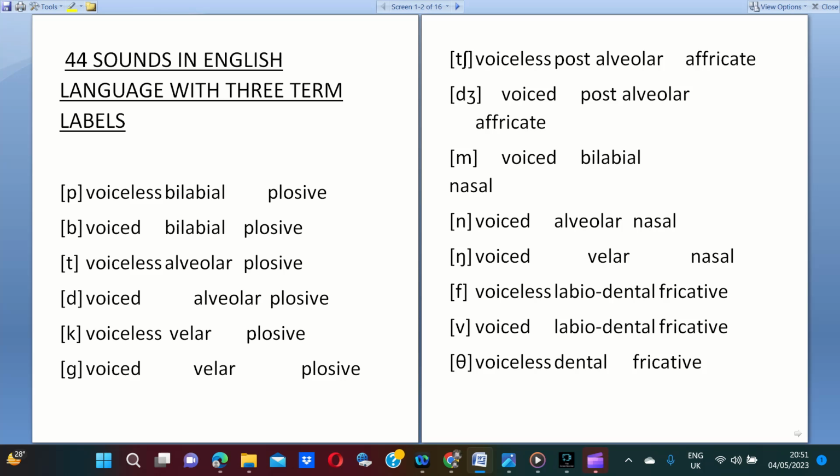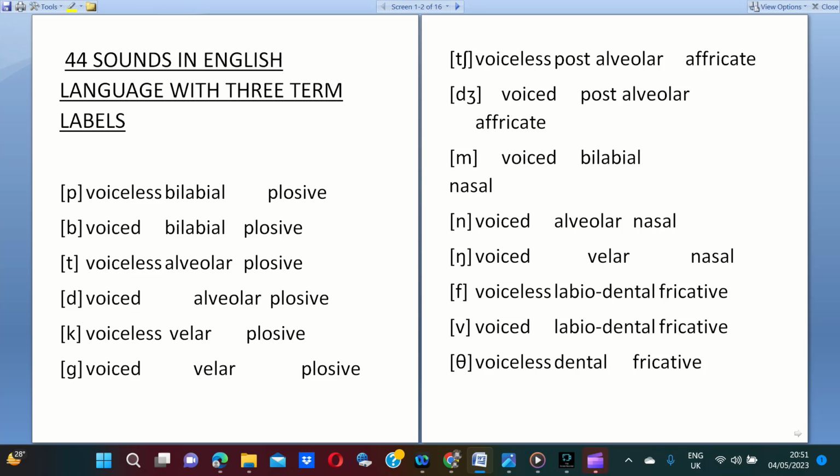It is a voiceless sound. Next, wa sound. Wa, wa. Here also upper teeth and lower lip are involved, so it is called a labiodental sound. It is a voiced sound. It is a fricative. We know that with a lot of friction, air is released slowly, so it is called a fricative.